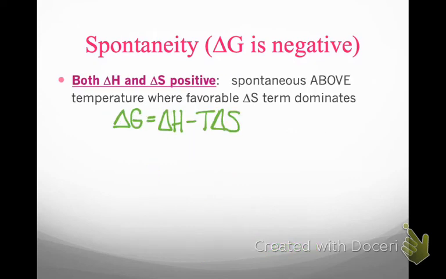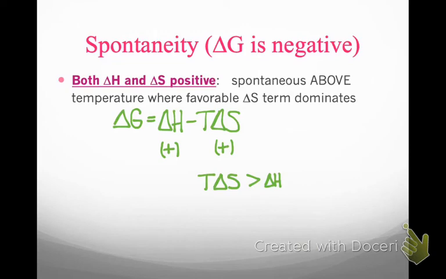Now here we have a delta H that's going to be positive, and here we have a delta S that's going to be positive. So here I have a scenario where I have entropy being favorable and I have enthalpy being unfavorable. So there's only one way that this can be spontaneous, or only one way where delta G can be negative. And so that means the magnitude or the size of the T delta S has to be greater than the delta H.